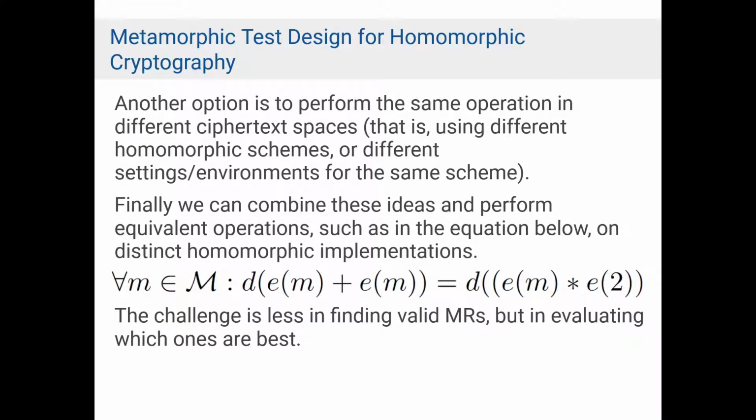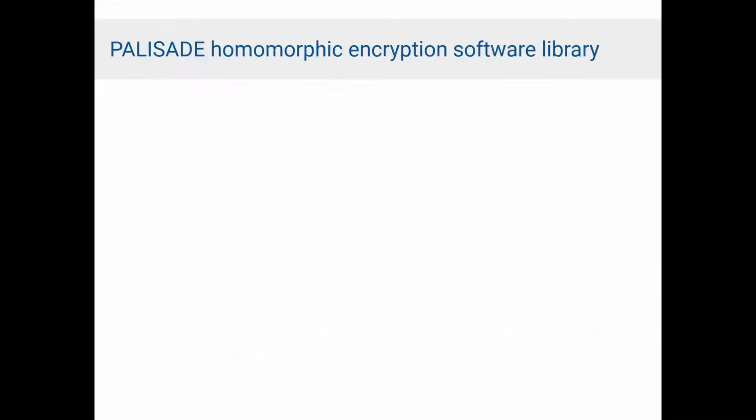However, if we want to go one step further, we can perform the same operation but in different ciphertext spaces. So by that I mean either using different homomorphic encryption schemes, different implementations thereof, or simply different settings and environments for the same scheme. Finally, we could combine these ideas and perform equivalent but distinct operations, such as we just talked about below, in different homomorphic implementations. So overall, we can say that really it's not actually difficult to find metamorphic relations for homomorphic cryptography, which is not always the case with metamorphic testing, and hence the difficulty actually shifts to evaluating and deciding which ones are best and you want to use.